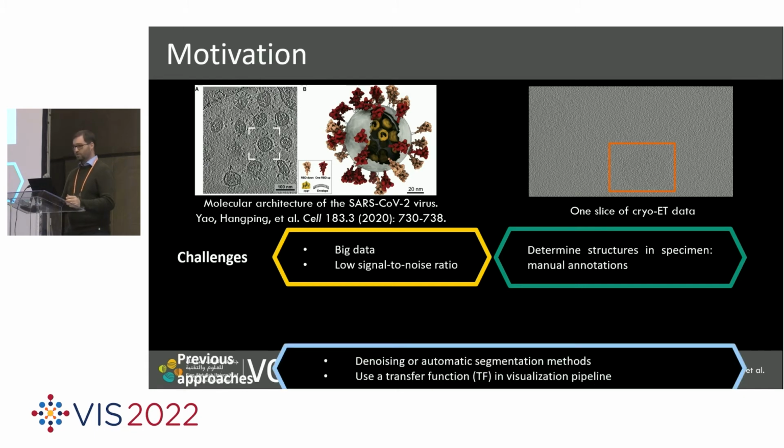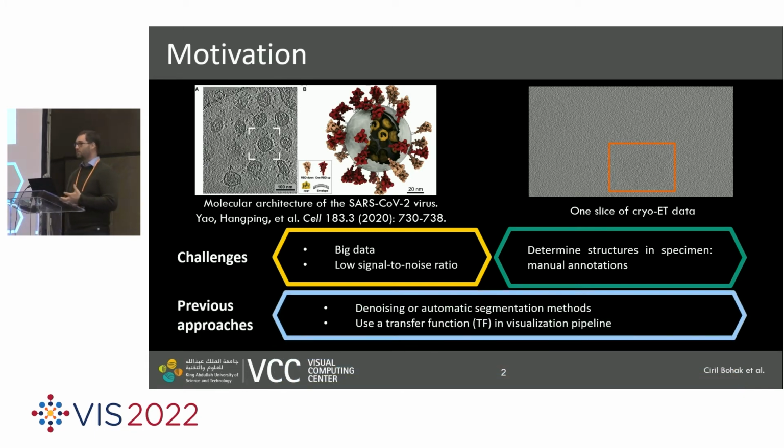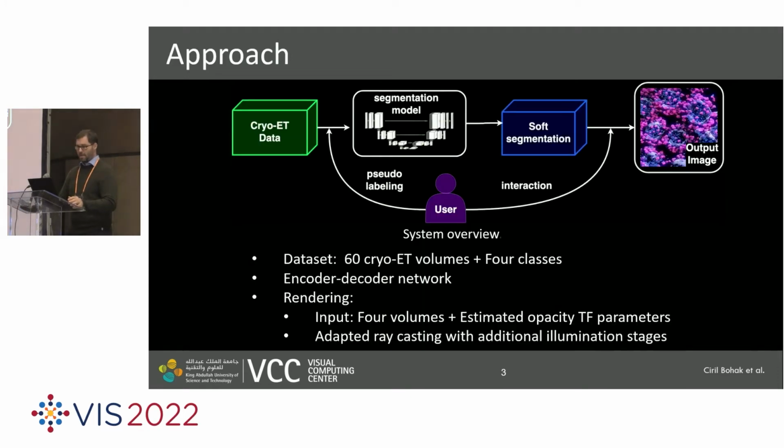So they tried to use different approaches to tackle this. One was, for instance, denoising or automatic segmentation, or preparing an appropriate transfer function for visualization purposes. However, this does not usually result in good output. In our case, we take advantage of both. So the deep learning-based segmentation is a component for segmentation-aware transfer function design, which is then used for visualization of information hidden by the low signal-to-noise ratio. We do not use any denoising in the pre-processing step.